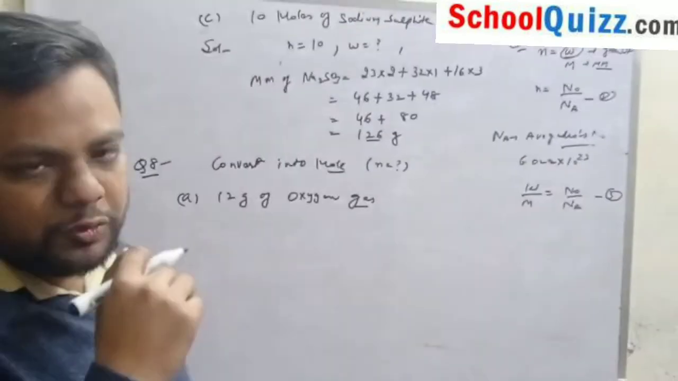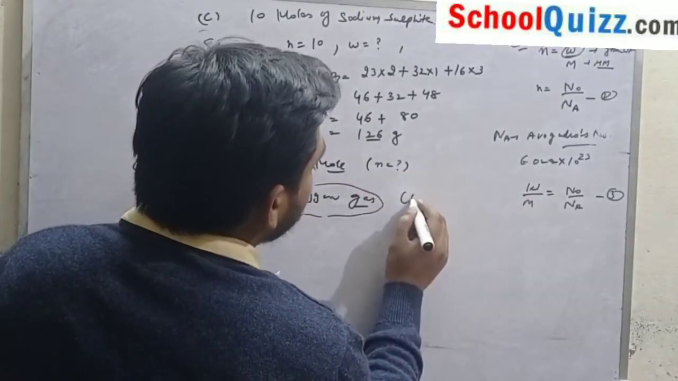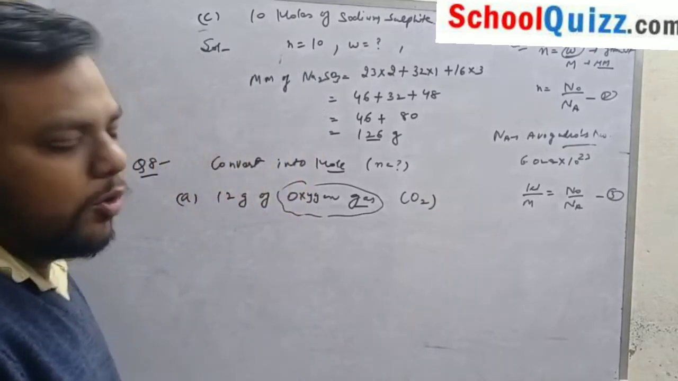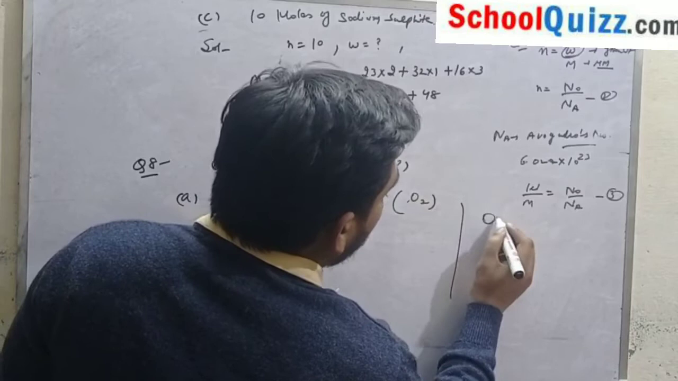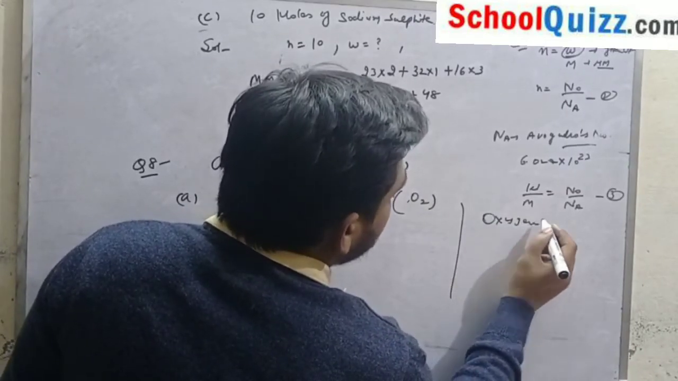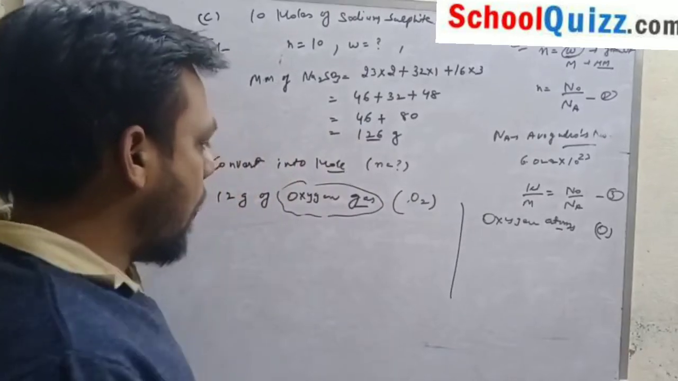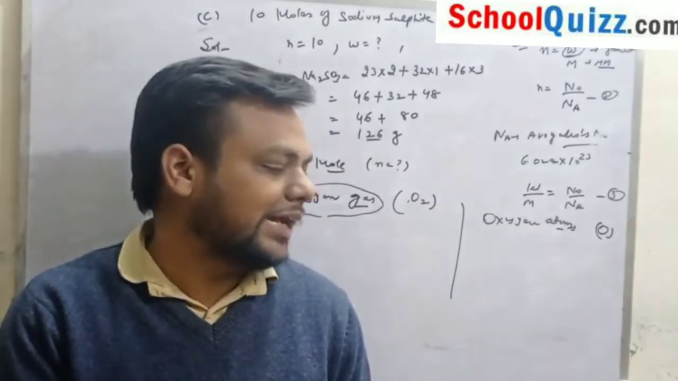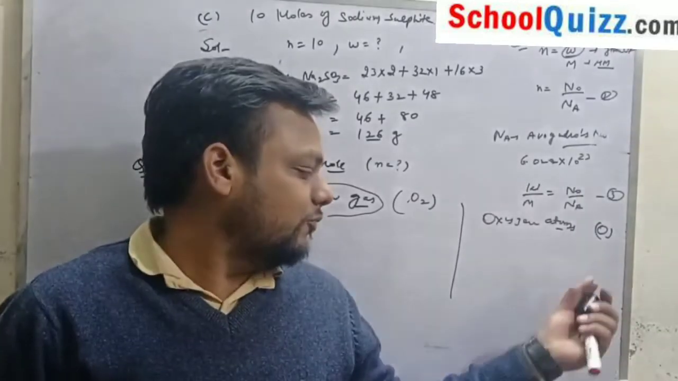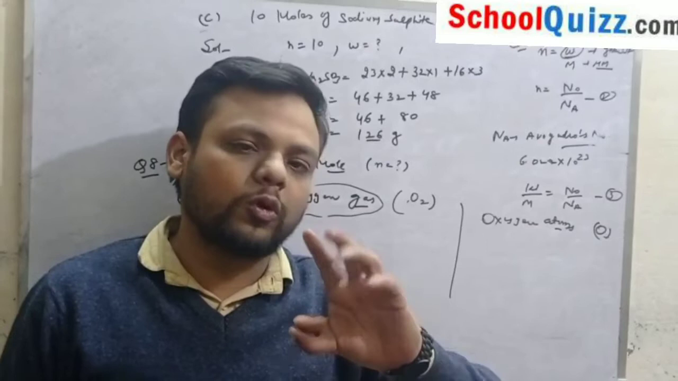One point, students, you should note here: oxygen gas means O2. If it was written oxygen atoms, it would mean just O. But here it is written oxygen gas, so there will be 2 atoms. If it was written oxygen atoms, then it would be just 1, that is O. So O2.